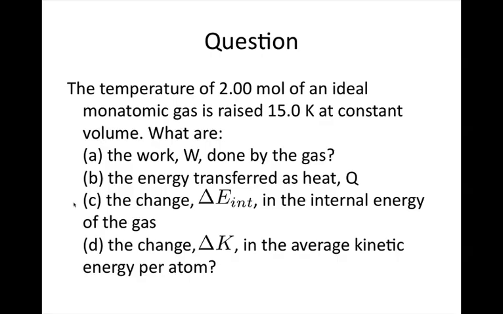And the final question: the temperature of 2 moles of an ideal monatomic gas is raised by 15 kelvins at constant volume. What are A, the work done by the gas, B, the energy transferred as heat, C, the change in the internal energy of the gas, and D, the change in the average kinetic energy per atom? To answer this question, we know that we've got constant volume, we've got 2 moles of gas, and we've got that the change in temperature is equal to 15 kelvins.